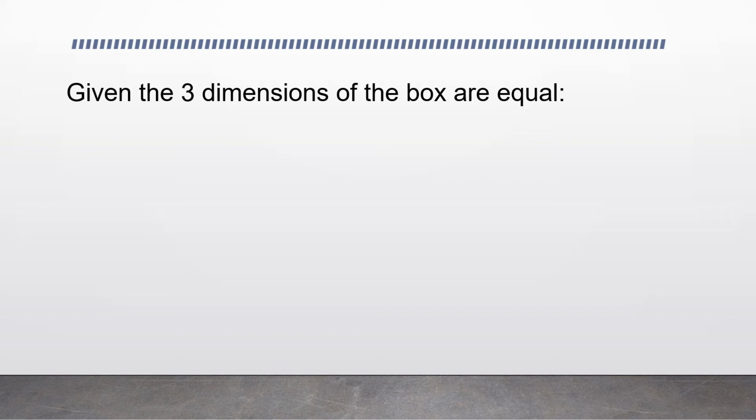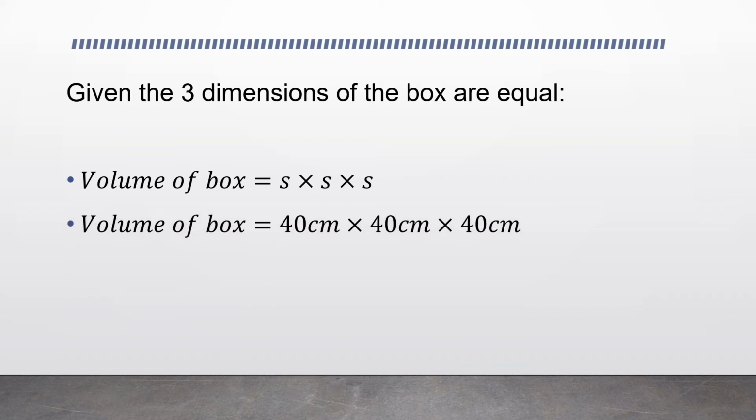Given the three dimensions of the box are equal, yes, they were. This is how we would approach the volume. All we have to do is multiply the three dimensions by themselves. Hence, the volume of the box is 40 centimeters multiplied by 40 centimeters multiplied by 40 centimeters. And the product of those three numbers will give you 64,000 cubic centimeters. And that's the volume of the box.